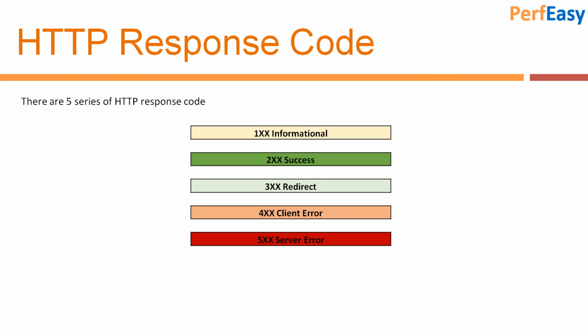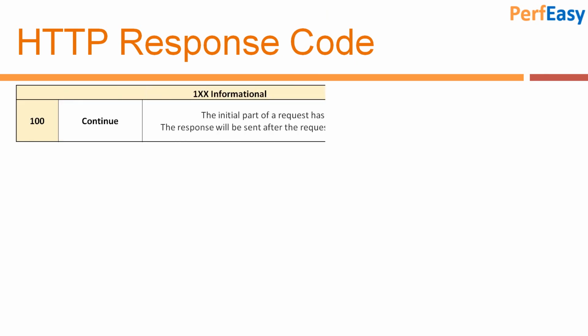So 100 is informational, 200 is okay, success, everything is fine. 300 means no, the request that you are sending is present at some other place. 400 means you have to modify or update your request and send a correct one. 500 means there is a problem on the server side. Let's talk about all these series and we'll also take some examples.